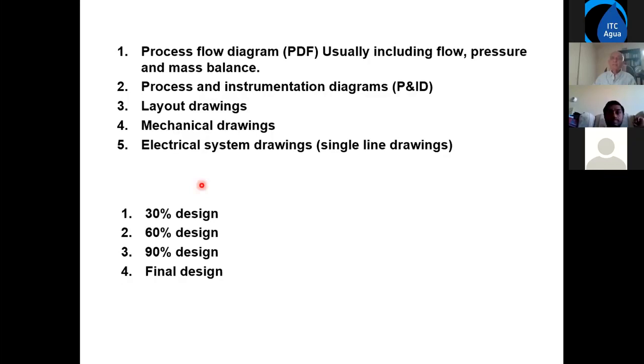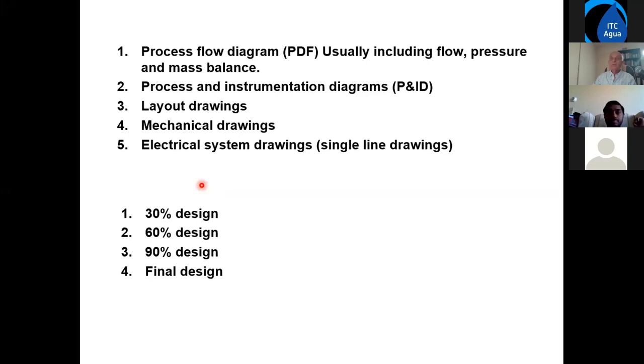After each step, 30, 60, 90% design, there is an evaluation of the design, and there is a report which is sent to the engineers or to the owner or whatever authority it is. The quality control of the design is usually done starting from the 60% design, when a separate group of people goes through it and checks if all the equipment is there, and also if there is equipment which should not be there, and if the flow rates are correct, and everything is done correctly.